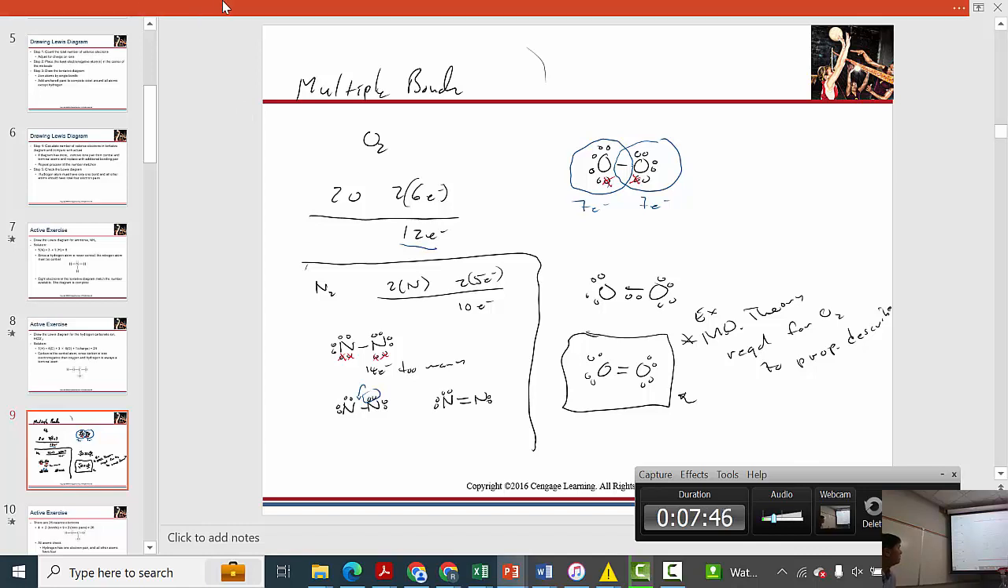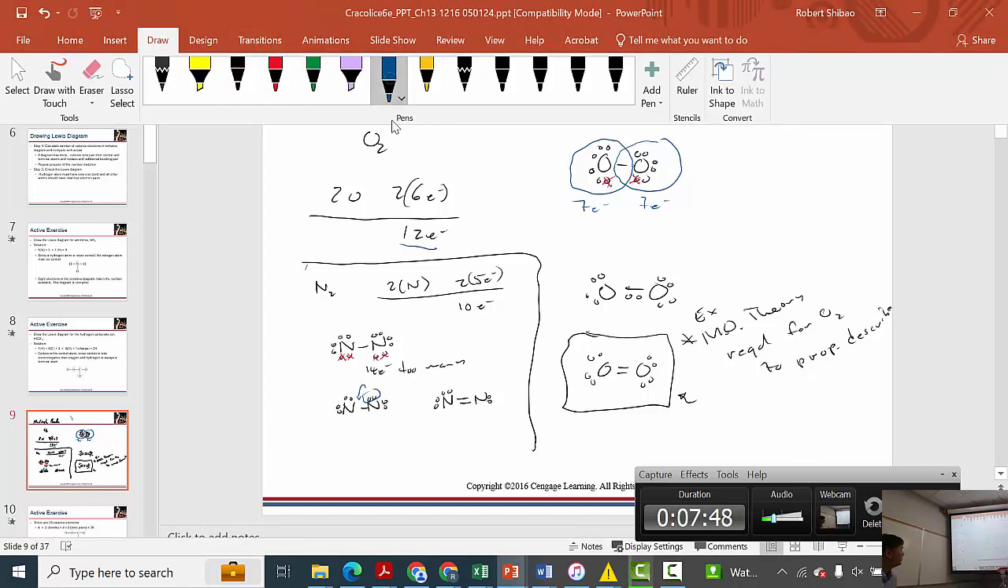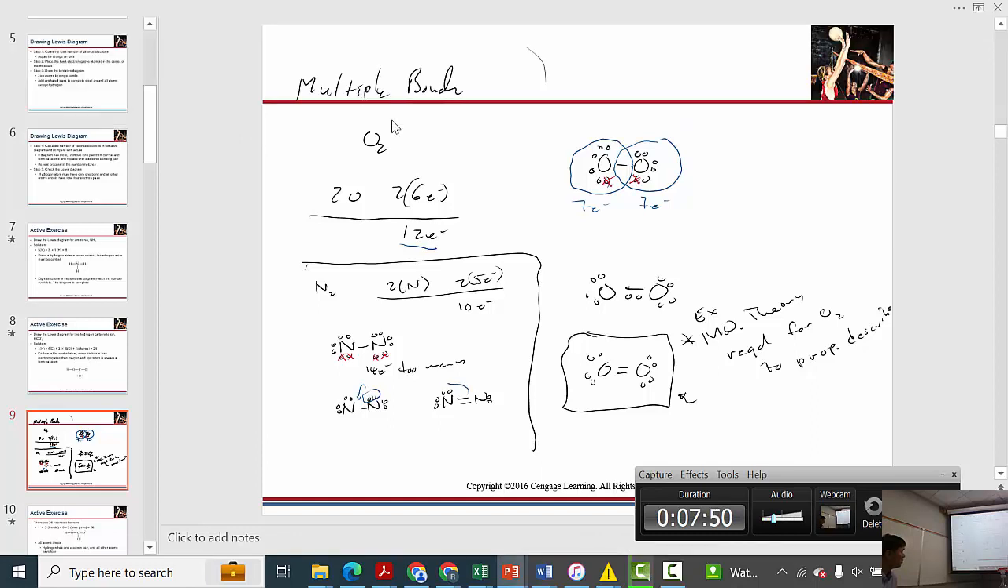Did this fix it? It looks like it fixed it for the left-hand nitrogen, but not for the right-hand. The left-hand nitrogen has 8 electrons if we count the total in the circle. But the other nitrogen has how many? 6 electrons. That's not enough.